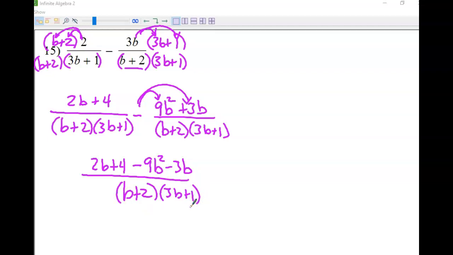So that's the difference right there when it comes to subtraction, is before you start combining the numerators, distribute the minus into that top right polynomial. So now if I were to put this in descending order, I would put the negative 9b squared first. I would put 2b with 3b together to make negative b, and then 4 would come last. And in the bottom, I would have this.